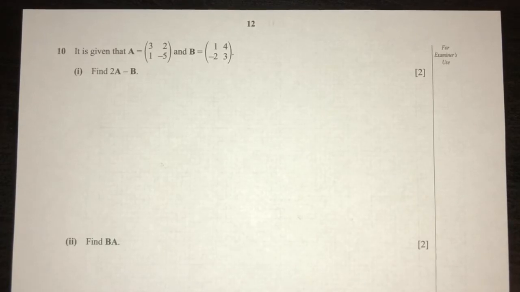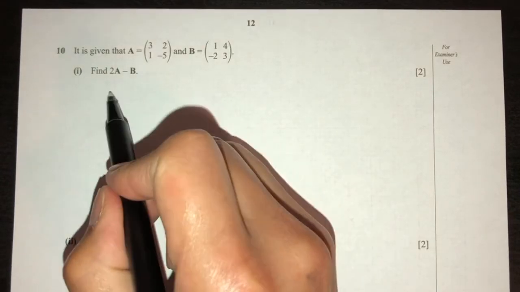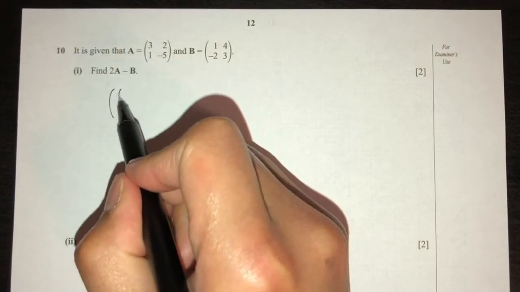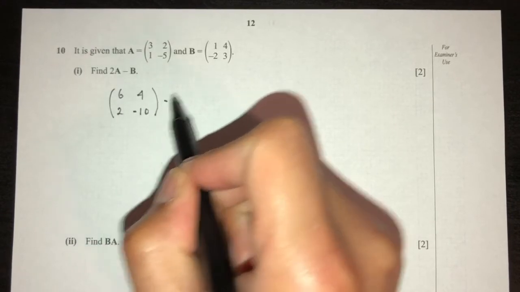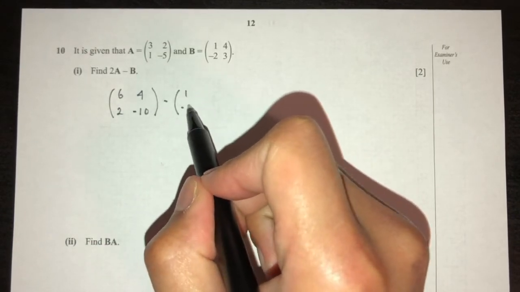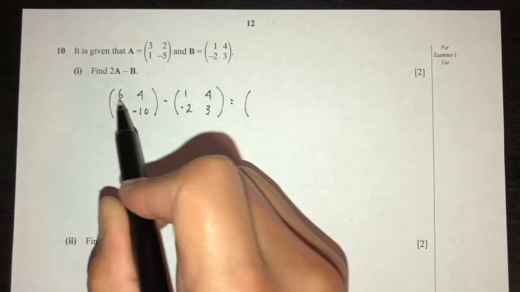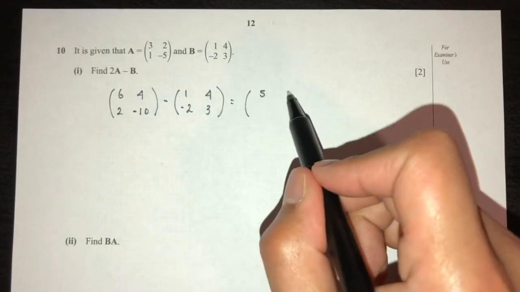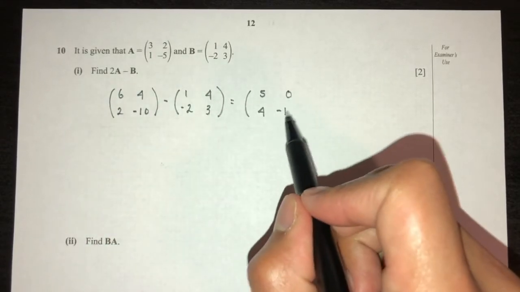Let's move on to question number 10. So we have a equal to this, b equal to this. So 2a minus b will be, first send the 2 inside, you will have 6, 4, 2, minus 10, minus b will be 1, minus 2, 4, and 3. So you will have 6 minus 1 is 5. This will be 2 minus 2 will be 4. That will become minus 13.